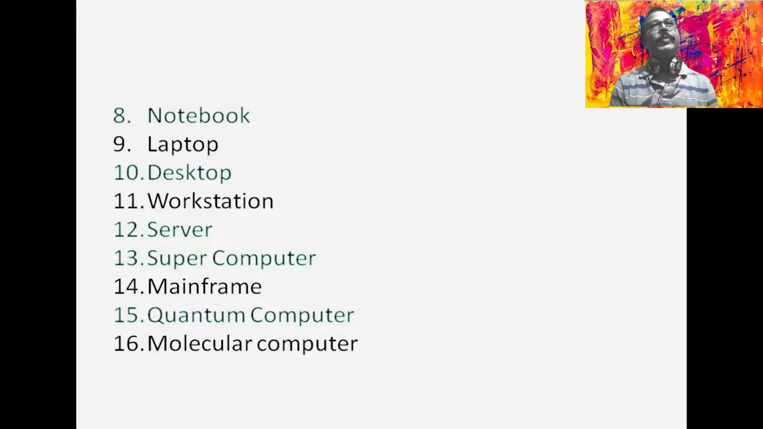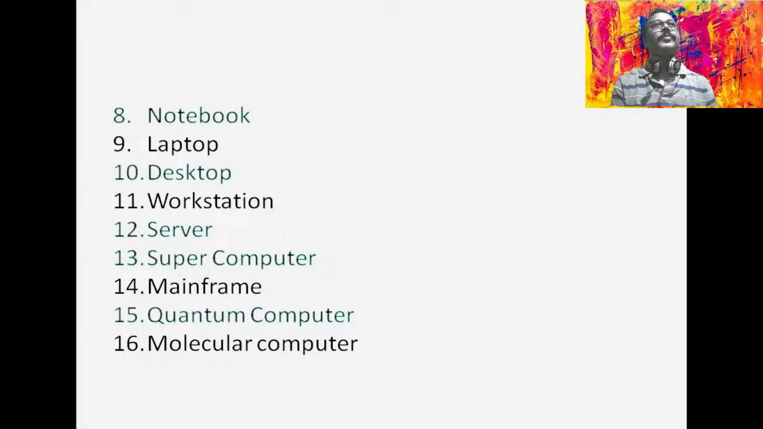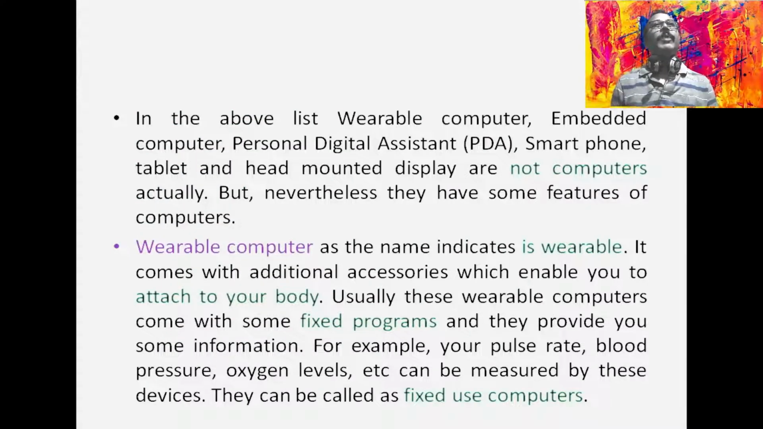purpose only. And quantum computer and molecular computer are still at research stage. Quantum computers are available, molecular computers are not available, but they are not in wide use. Even quantum computers are not in wide use. So these are the list of computers, or types of computers. We'll go one by one.